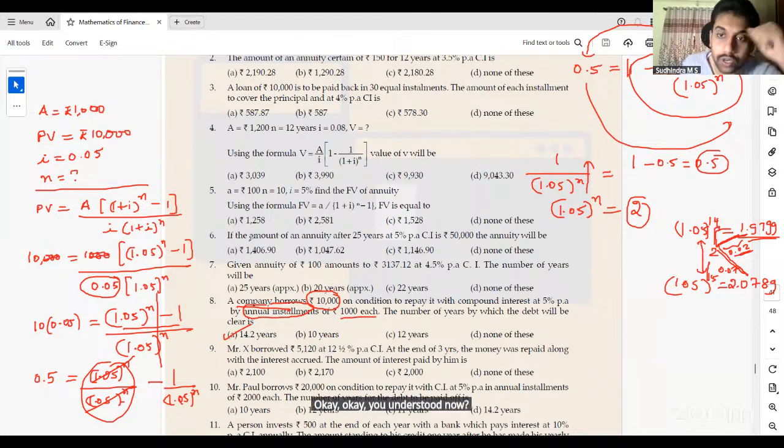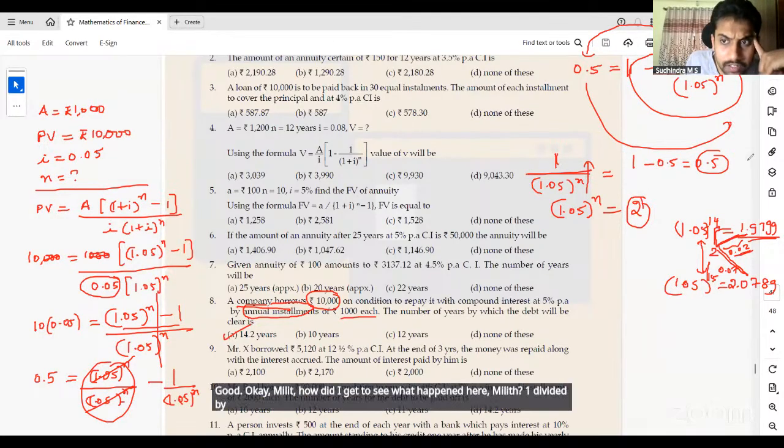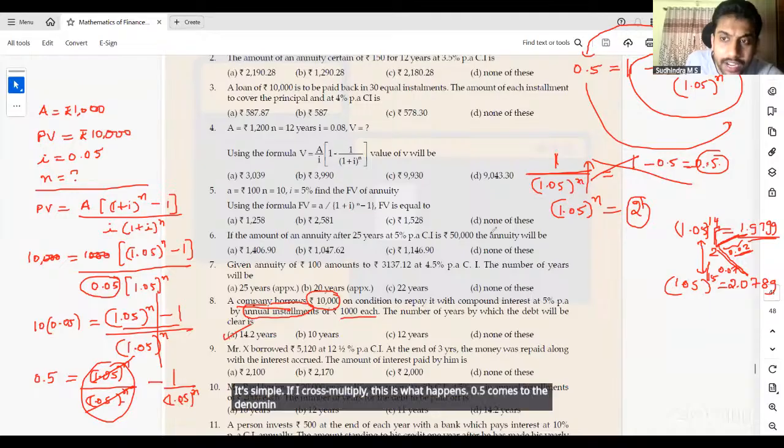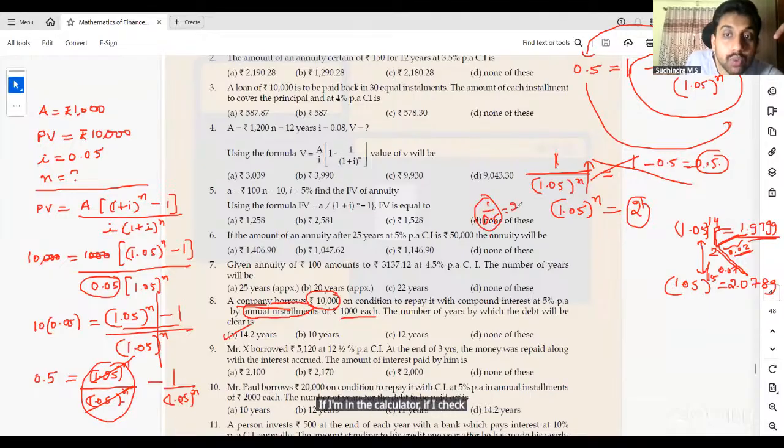Good. Okay, Milith, what happened here? 1 divided by 1.05 to the power n is equal to 0.5. That is the solution we have. Yes, sir, I've just taken the reciprocal, or just cross multiplied. It's simple. If I cross multiply this, 0.5 comes to the denominator. It becomes 1 divided by 0.5. If I check 1 divided by 0.5 in the calculator, I get 2. If I send this to the other side, it will go to the numerator. That's all.